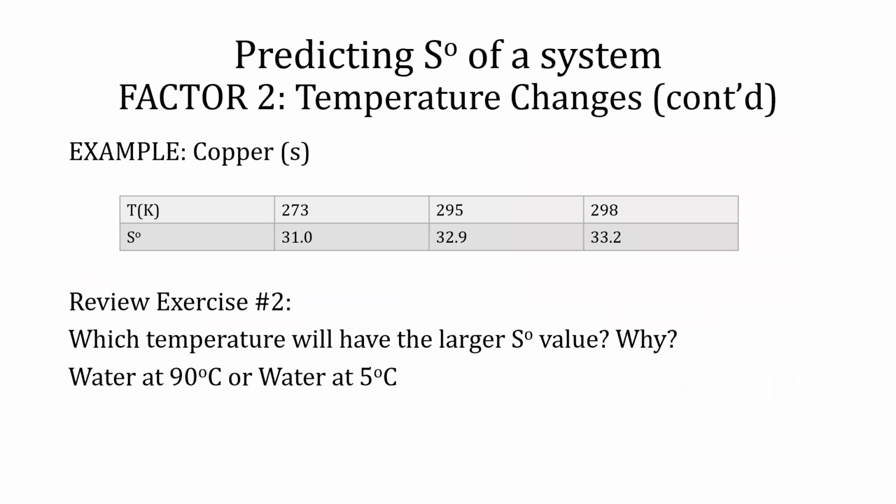Here is an example involving copper at 273, 295, and 298 Kelvin. By looking at the entropy values, an increase in temperature results in the entropy increasing. Here is another review exercise for you to try. Which temperature will have the larger molar entropy value? Why? Water at 90 degrees Celsius or water at 5 degrees Celsius?